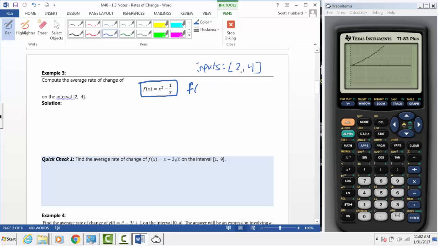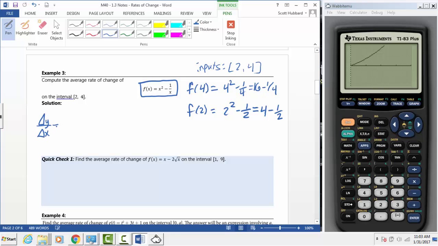So f of the last output, f of 4, is going to be 4 squared minus 1 over 4, which is 16 minus 1/4, which is 15 3/4. So yeah, we'll just leave it like that for now. And then f of 2 will be 2 squared minus 1 over 2. Just plug it into that function. And this is going to be 4 minus 1/2.